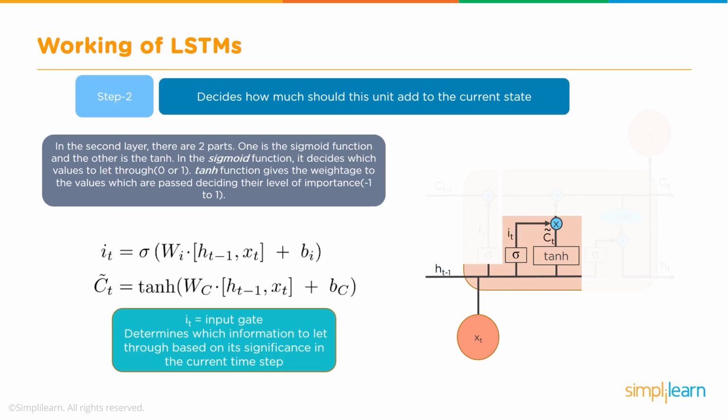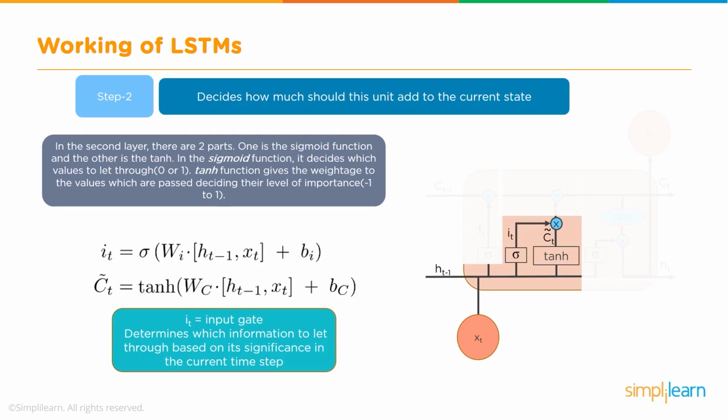So step 2 is then to decide how much should this unit add to the current state. In the second layer, there are 2 parts. One is the sigmoid function, and the other is the tanh. In the sigmoid function, it decides which values to let through, 0 or 1. The tanh function gives the weightage to the values which are passed, deciding their level of importance, -1 to 1. And you can see the 2 formulas that come up.